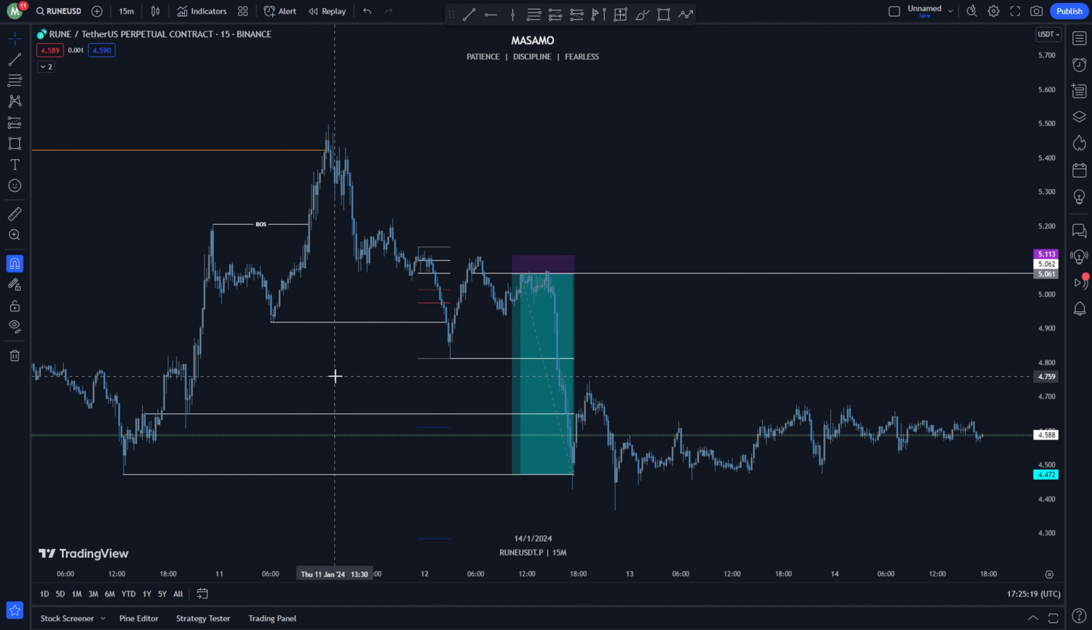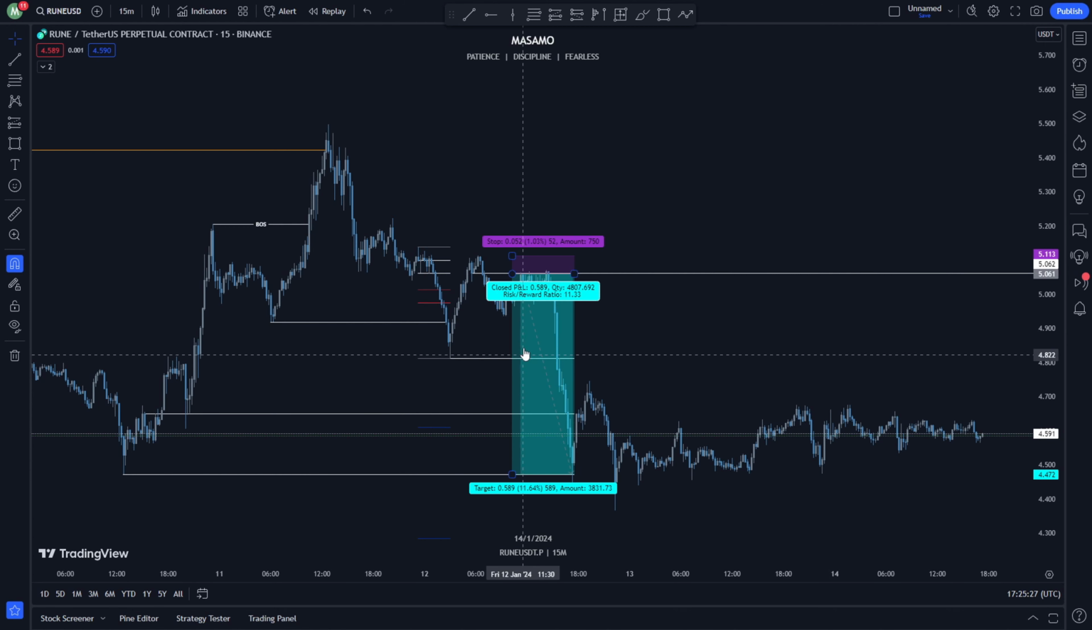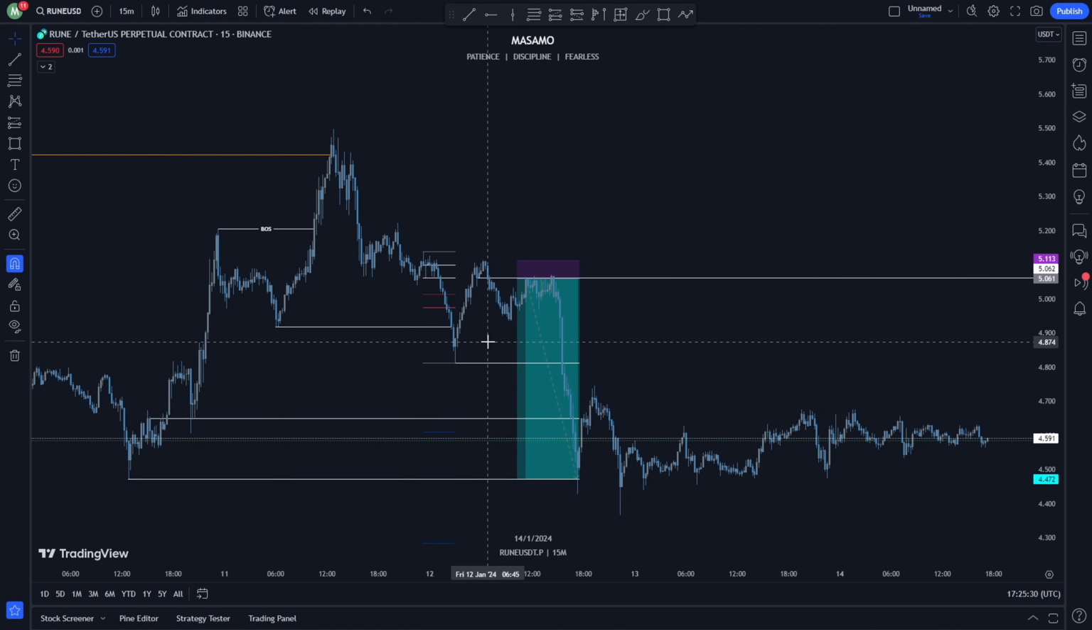So I hope you guys understand. I have used a really easy method in this trade. If you understand this concept I just shared, like the entry model, it's very easy to catch nice trades. And I hope you guys understand.